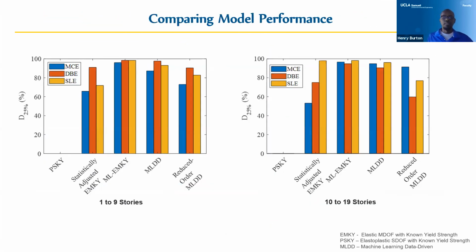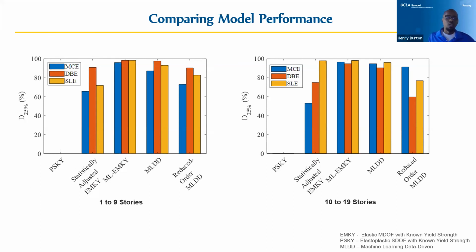Okay, so this slide just compares the performance of the various models. The PSKY model, so remember that's the elastoplastic SDOF with known lean strength, actually performed poorly, right? We're comparing here the D25%. Remember that D parameter that I showed before as the performance metric. So the performance didn't even show up for the purely mechanics-based model.